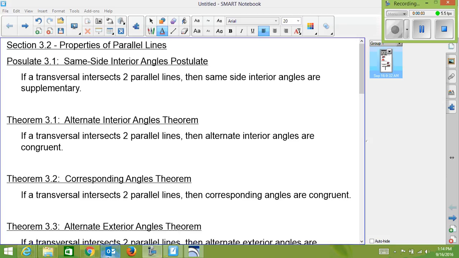Hello and welcome to section 3.2, which is on properties of parallel lines.